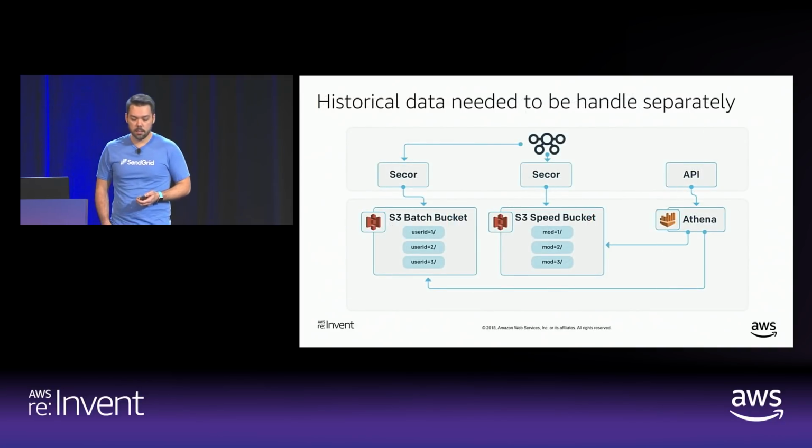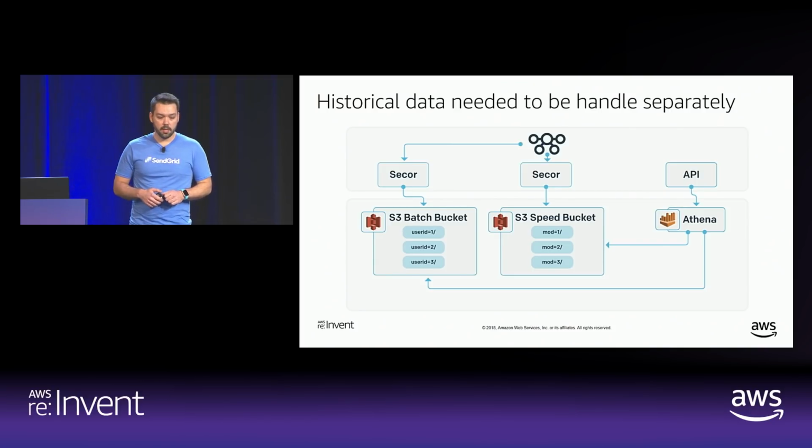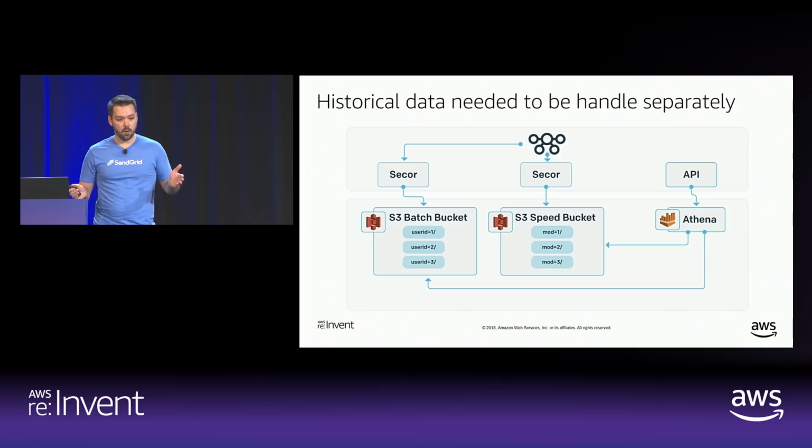So this is our second architecture. What we ended up doing was basically forking the Kafka streams. On the very left side, we have Secor still. Secor is still pulling off of Kafka, and it's writing up to S3 into what we're calling the batch layer, or the batch bucket now, and it's still partitioned by user ID.